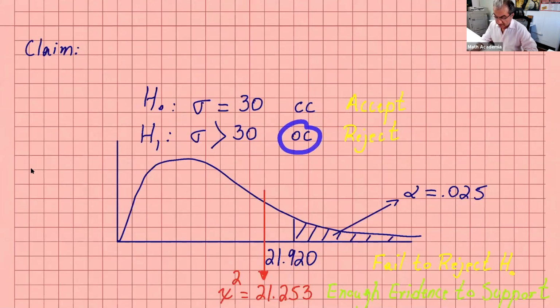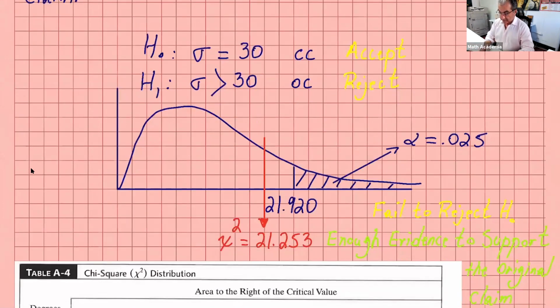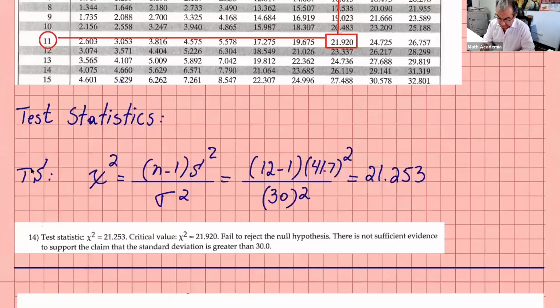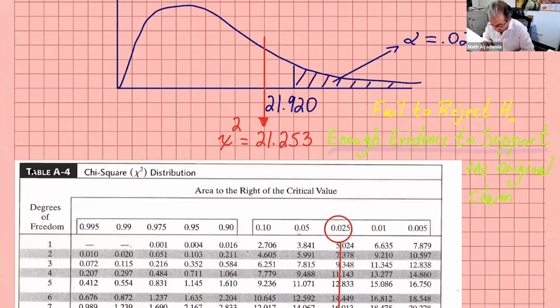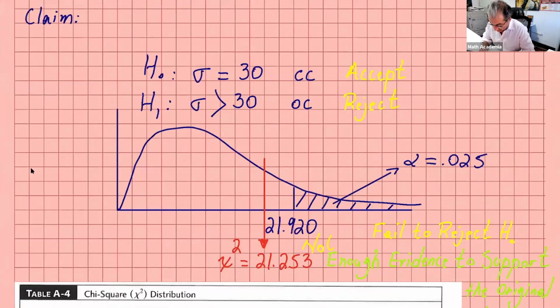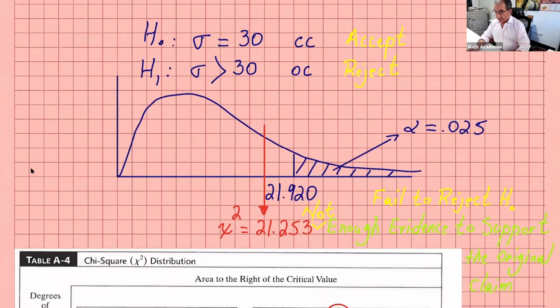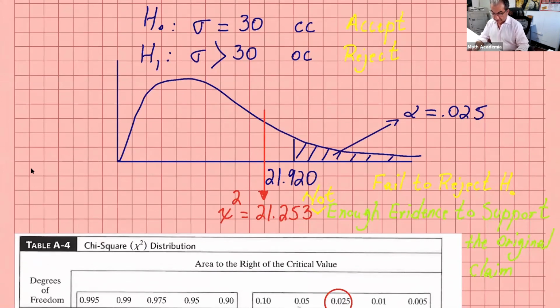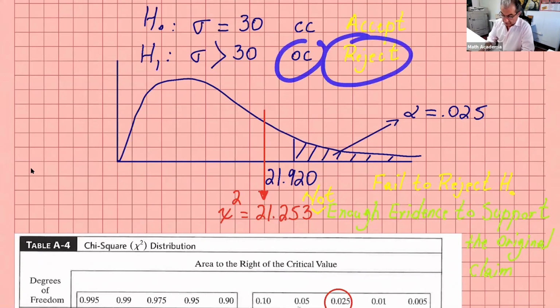Then you check OC. Next to OC it says reject. If I'm rejecting the original claim, that means I don't have evidence to support the original claim. So the final enough evidence. Oh, so this one should be not enough evidence. Let me fix it. Not enough evidence to support the original claim, one more time because we rejected the original claim. And you have the solution right there. So you can check that too.